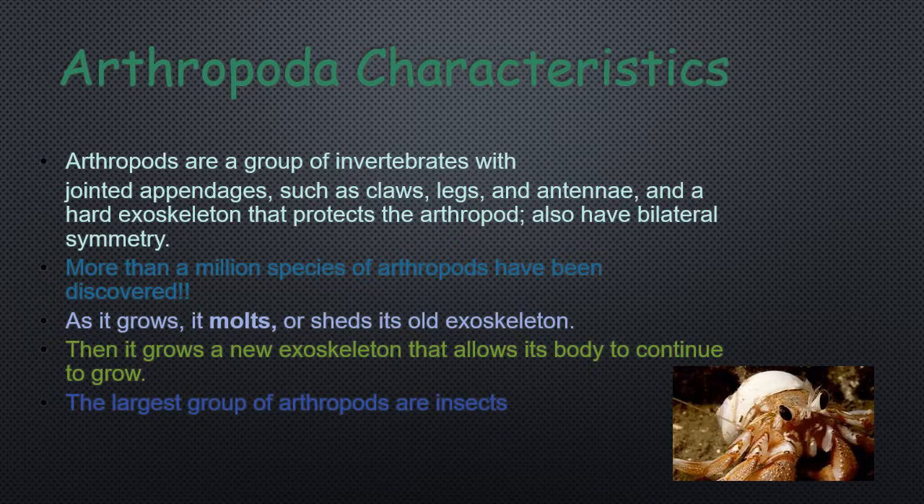And the largest group of arthropods is Insecta, which are insects. And here we have a little crustacean there in our picture. And of all our invertebrates, we said most of them are found in water. Our insects are ones that are usually not found in water, and those are our only invertebrates that can fly.